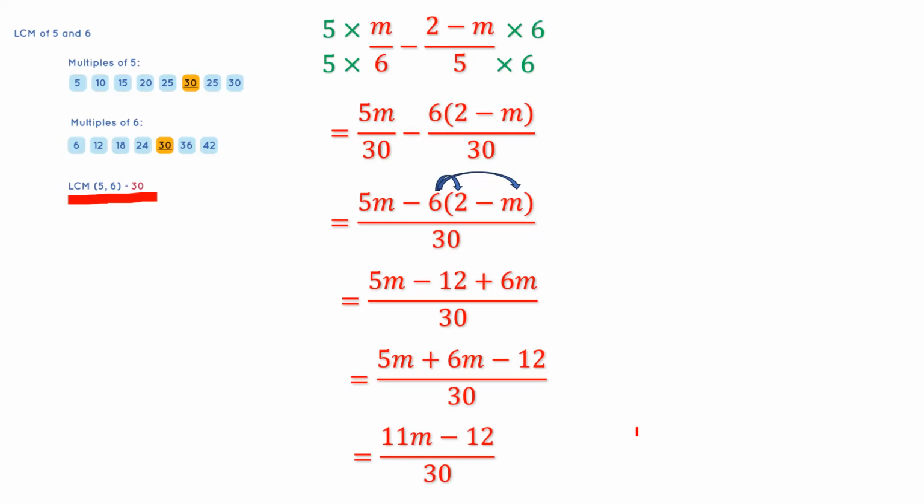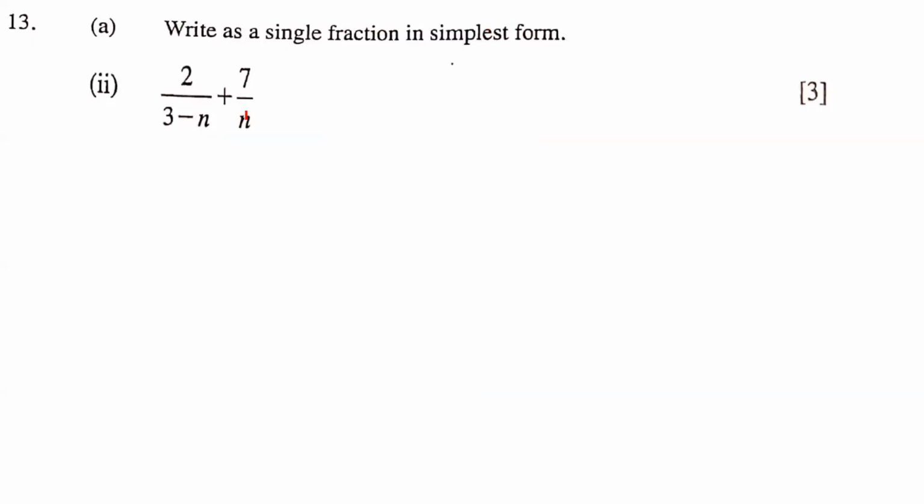Okay, let's move on to the next question. This one is addition, and we have to write it as a single fraction in simplest form. So here what we have to do is make sure that we have the same denominator, because in order for us to combine the fractions, we have to have the same denominator. So I'm going to multiply this by n. Whatever I do to the bottom, I must do to the top. So multiply that top by n. I'm going to multiply this by 3 minus n. Multiply this by 3 minus n. So the denominators can be the same.